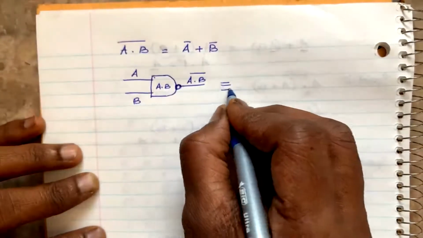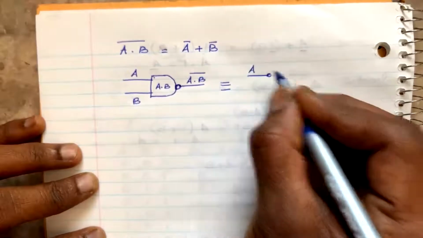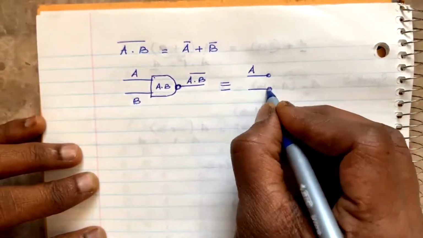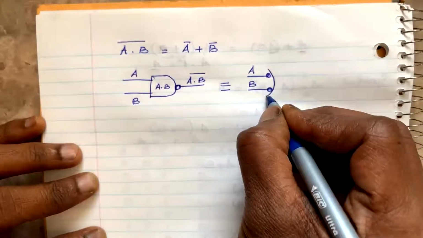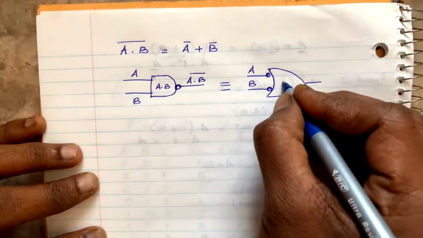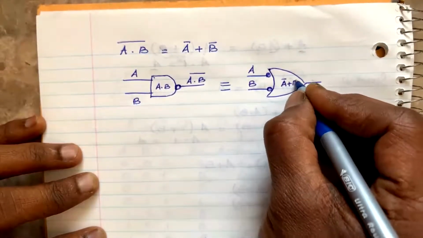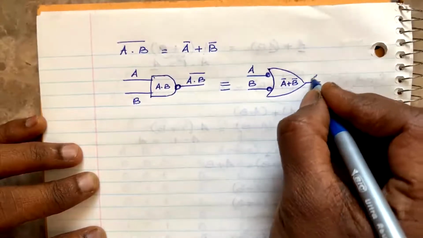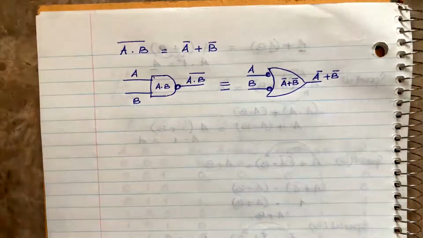Now this is same as A bar, complement A, it becomes complement there. B gets complemented by this bubble and is sent to an OR gate. Here A bar plus B bar is the output, A bar plus B bar.